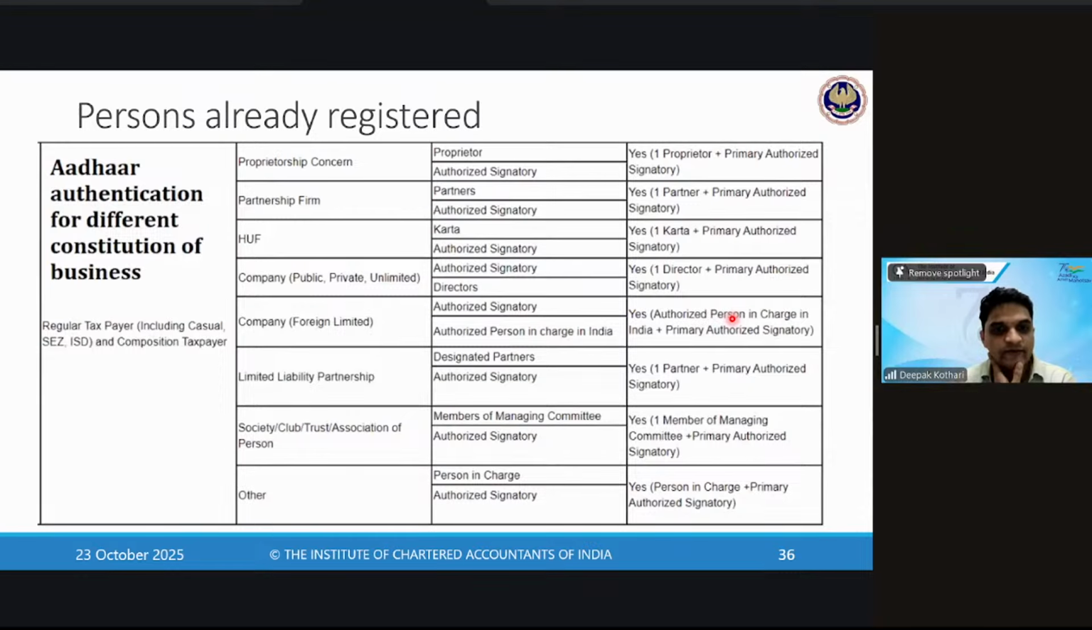KYC is biometric. Only Aadhaar is biometric because all other KYC they don't do it. So if someone asks us to take registration, then we have to do biometric authentication. Yes, we will have to do the biometric authentication of that person.